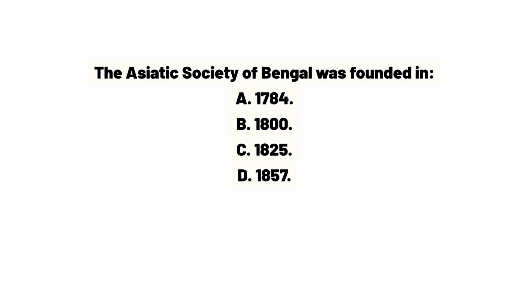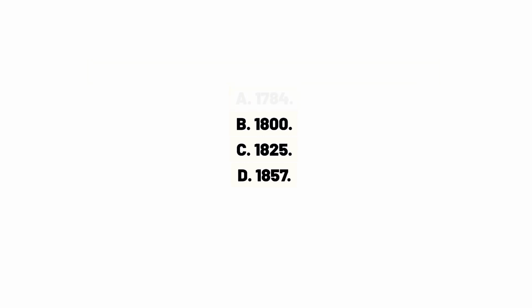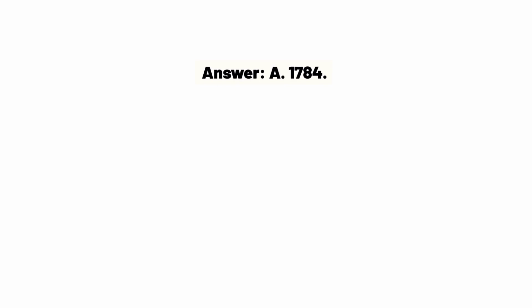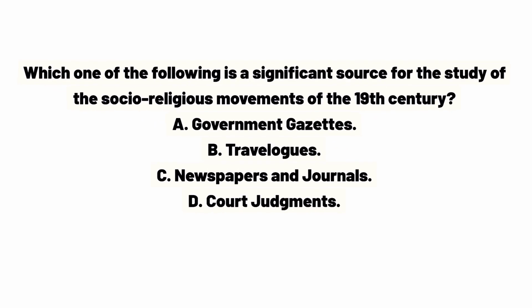The Asiatic Society of Bengal was founded in A. 1784, B. 1800, C. 1825, D. 1857. Answer: A. 1784.